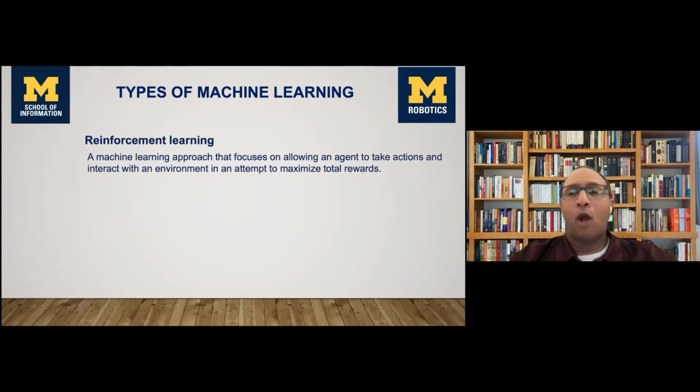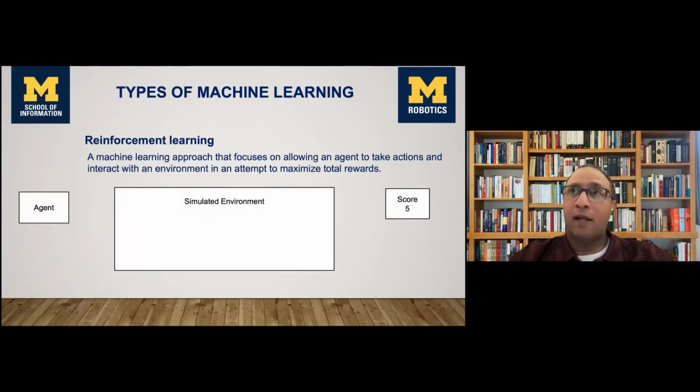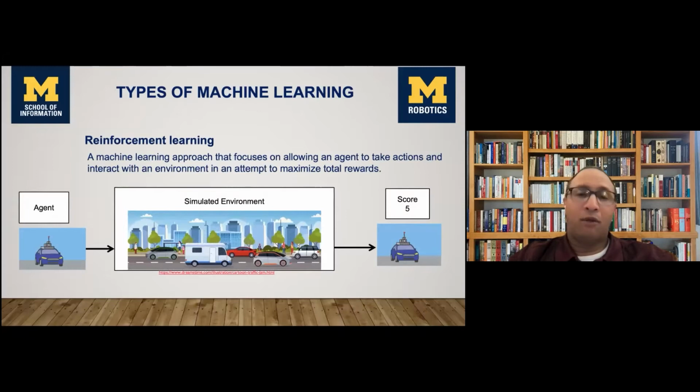Then we have something we call reinforcement learning. It's a machine learning approach that focuses on allowing an agent to take actions and interact with the environment in an attempt to maximize some total reward. I actually use this a lot in my lab, in terms of agents, in terms of autonomous vehicles. So we will build a virtual city and have the autonomous vehicle navigate through it. We say, get points when you follow the rules, and you lose points if you hit someone or get into an accident, right?